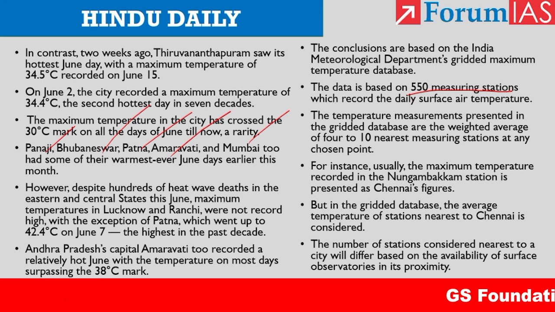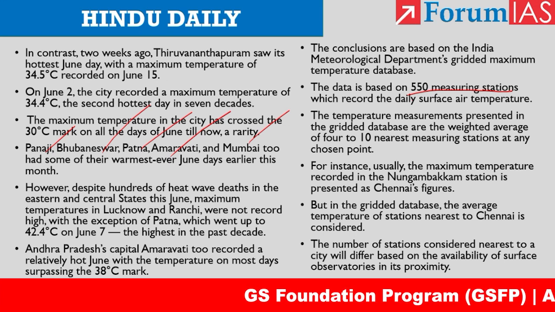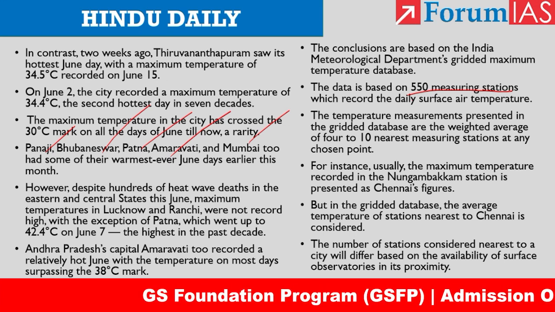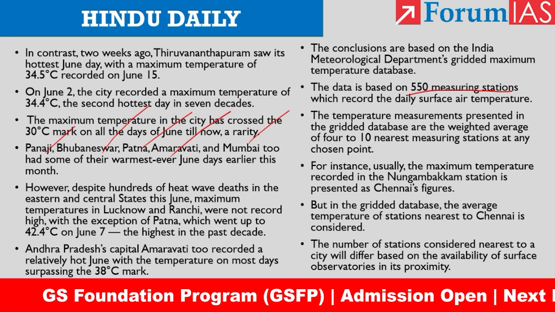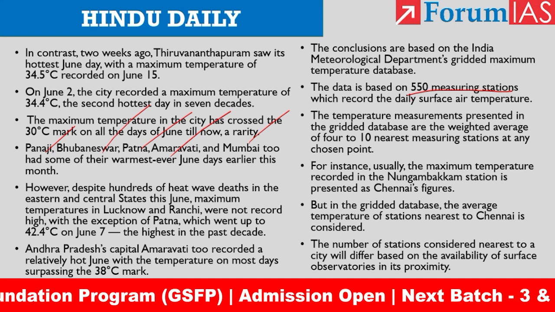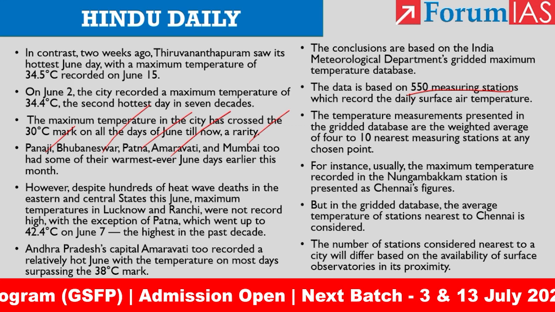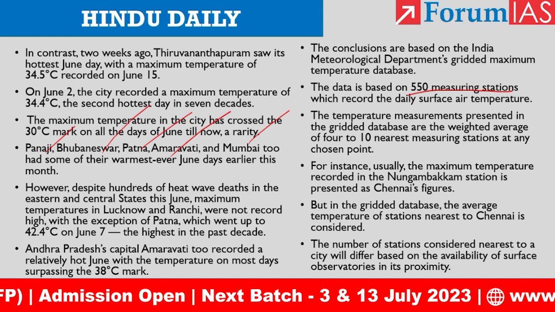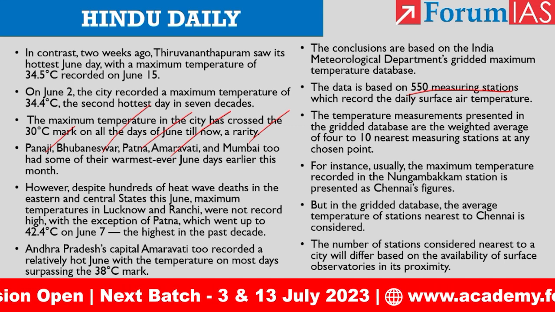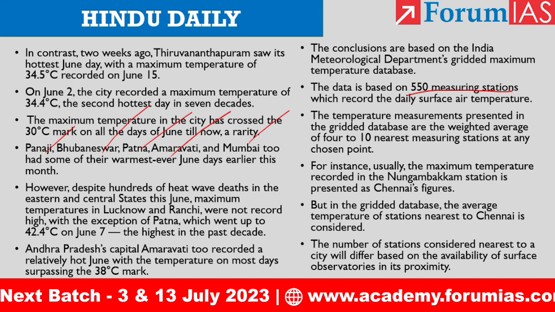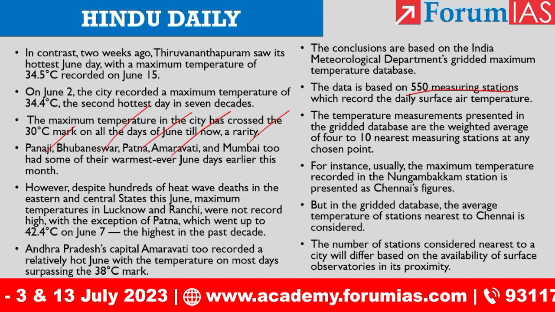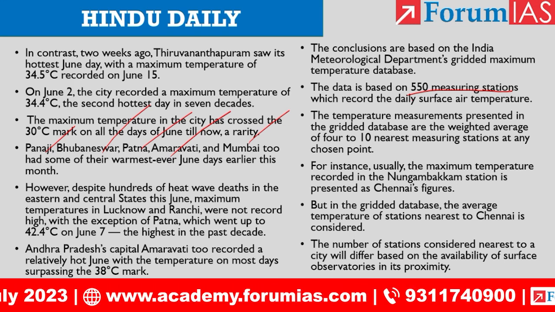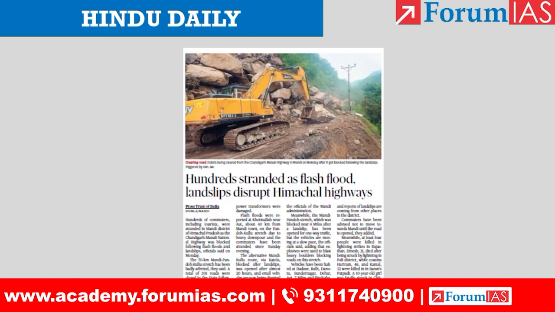But in the gridded database, the average temperature of a station nearer to Chennai will also be considered. So the number of stations that will be considered will differ, because it is based on the number of observatories that are near the station's proximity. So that is how this gridded maximum temperature database is concluded. Now let us move on to the next article.